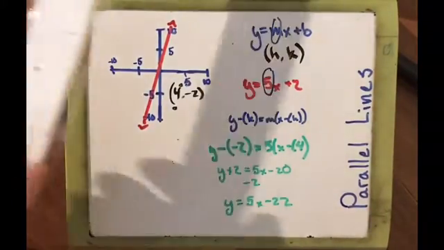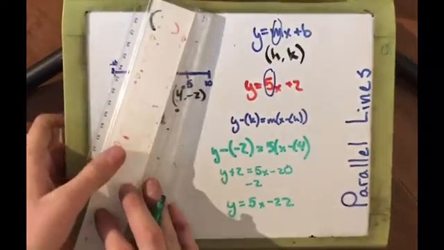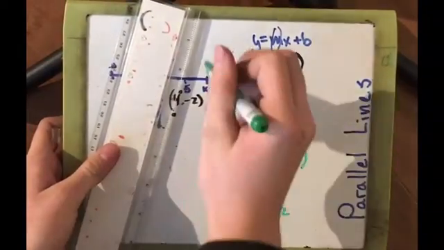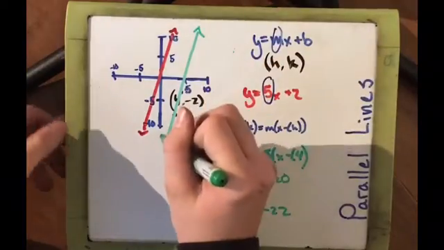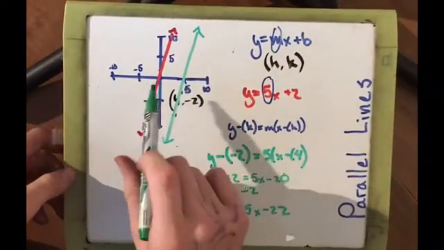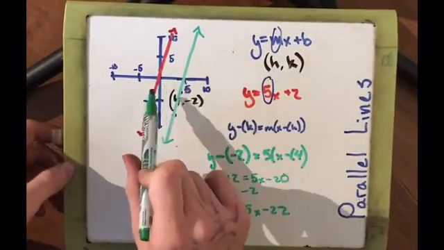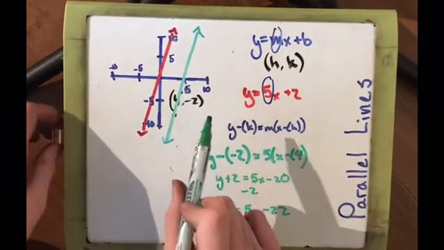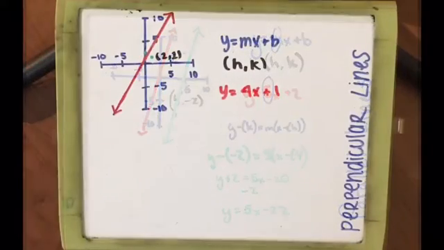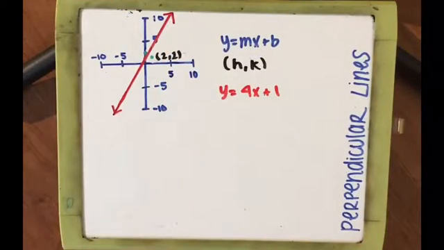When graphed, this equation looks like that, where every point on this line is the exact same distance as the point on this line. Next, we will find how to make a perpendicular line through a given point.